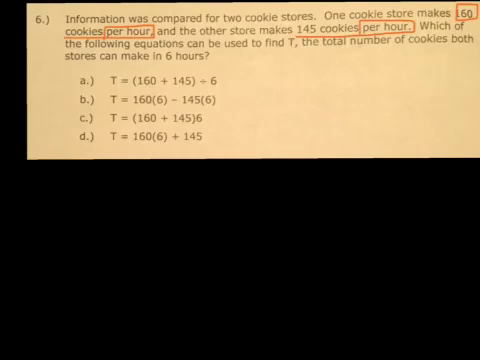Which of the following equations can be used to find T, the total number of cookies made by both stores in 6 hours? So total number, that's a clue for adding. I'm going to be adding up the 2 stores. Store number 1 can make how many cookies? 160. Store number 2 can make how many cookies?